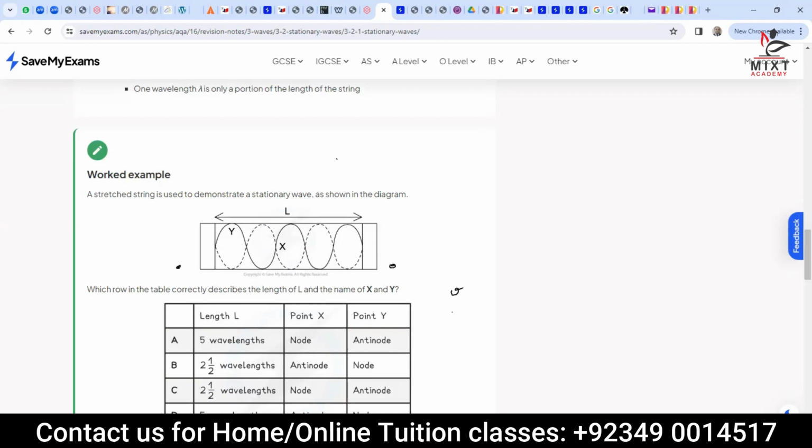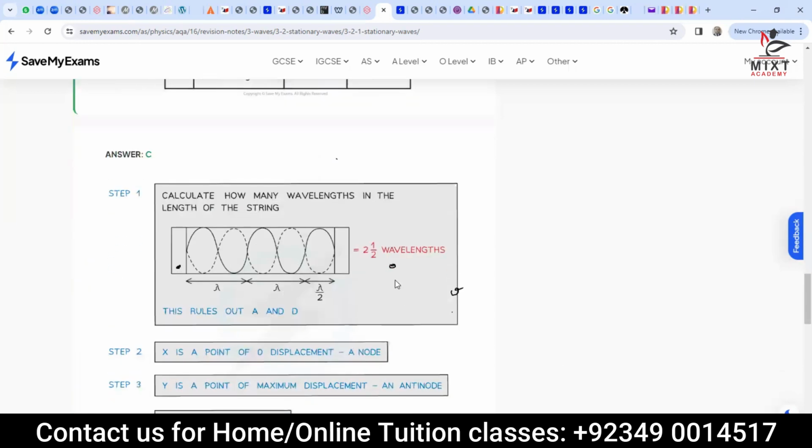Which point is Y, by the way? Node or antinode? It's an antinode. So if Y is an antinode, you can only see Y as an antinode in part A and part C, because in the other options they show it as a node. So it can be either A or C. Now, what about the wavelength? Will that be 5 or 2 and a half waves? 2.5. Absolutely, this is the right answer. That's it. It means you understand what stationary waves are. So basically, this is 2 and a half waves. So the correct answer is C, I think. Yeah.